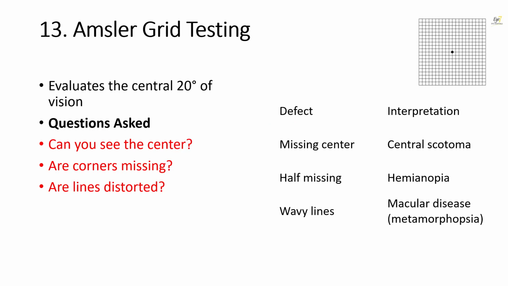Amsler grid testing. It evaluates the central 20 degrees of vision. The questions asked are, can you see the center? Are corners missing? Are lines distorted? Depending on the answers, we can assess the defect and interpret it. If there is a missing center, central scotoma should be suspected. If there is half missing, hemianopia. If there are wavy lines, macular disease, that is metamorphopsia.